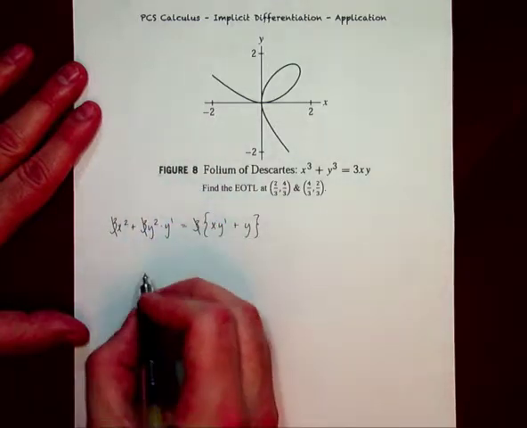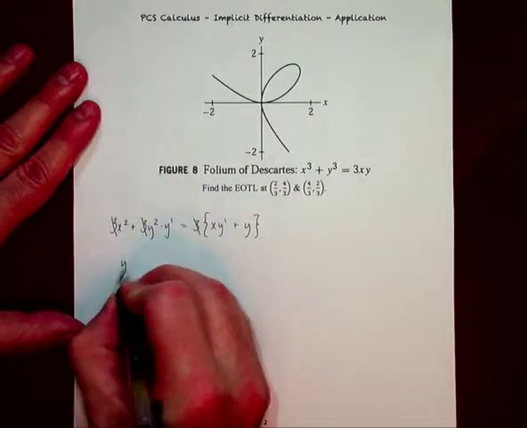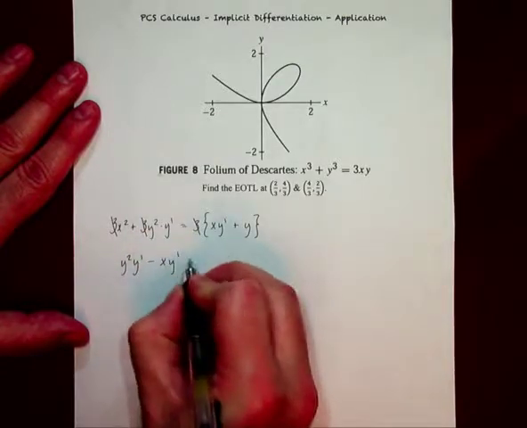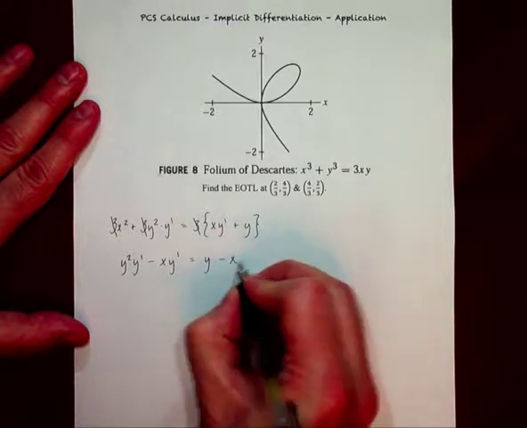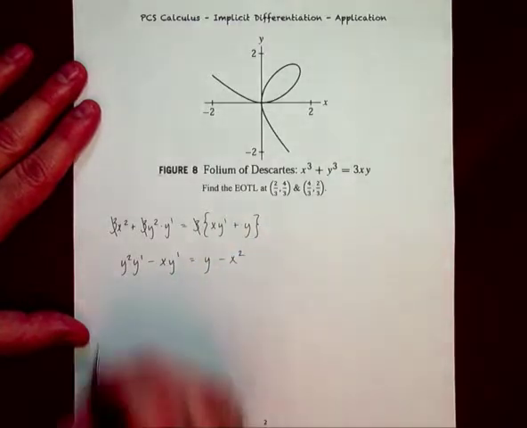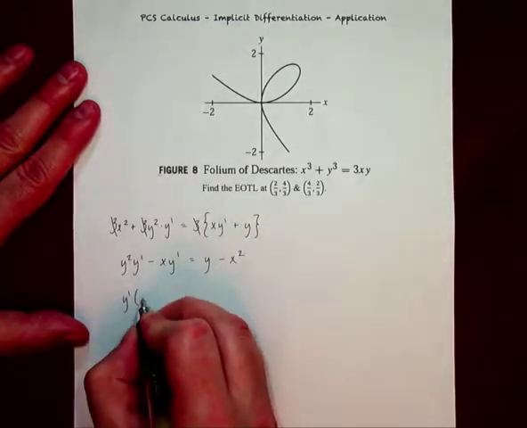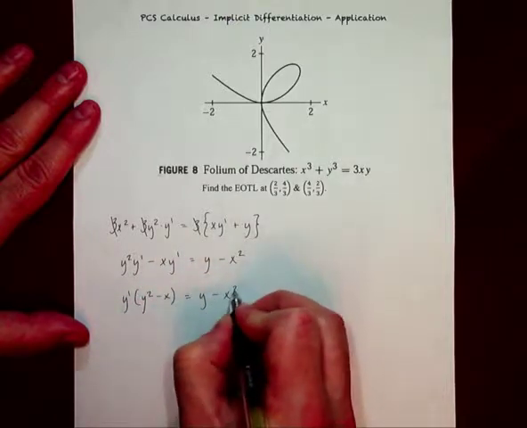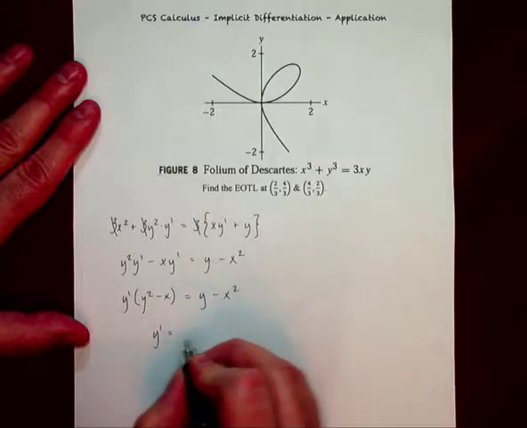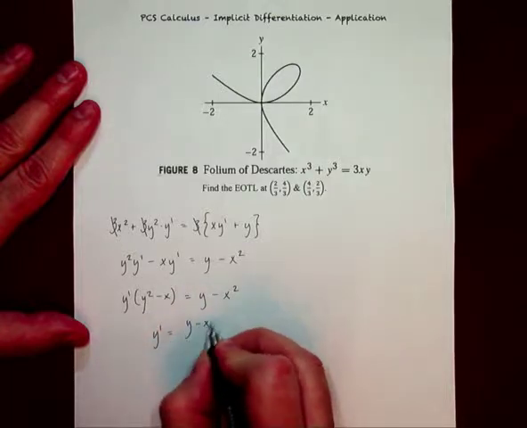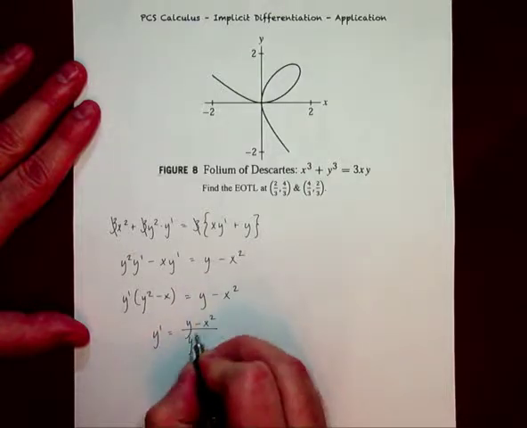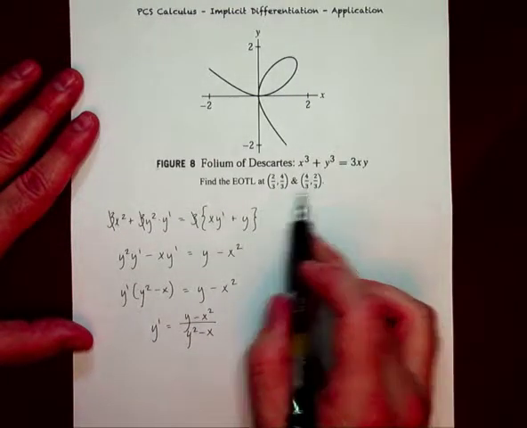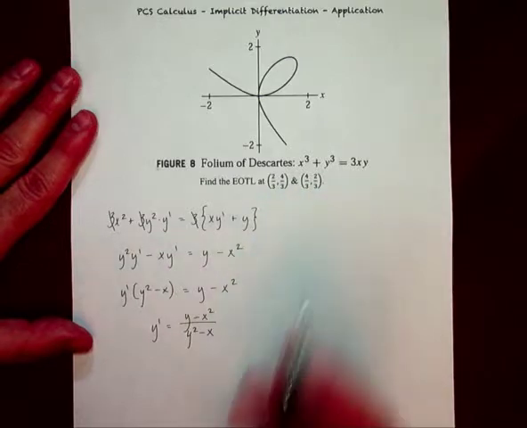And then let's collect the y prime terms over here on the left, and the non-y prime terms over here on the right. And so we have y prime times y squared minus x is equal to y minus x squared, and y prime winds up being y minus x squared over y squared minus x. Now I simply need to evaluate this derivative at both of those ordered pairs.